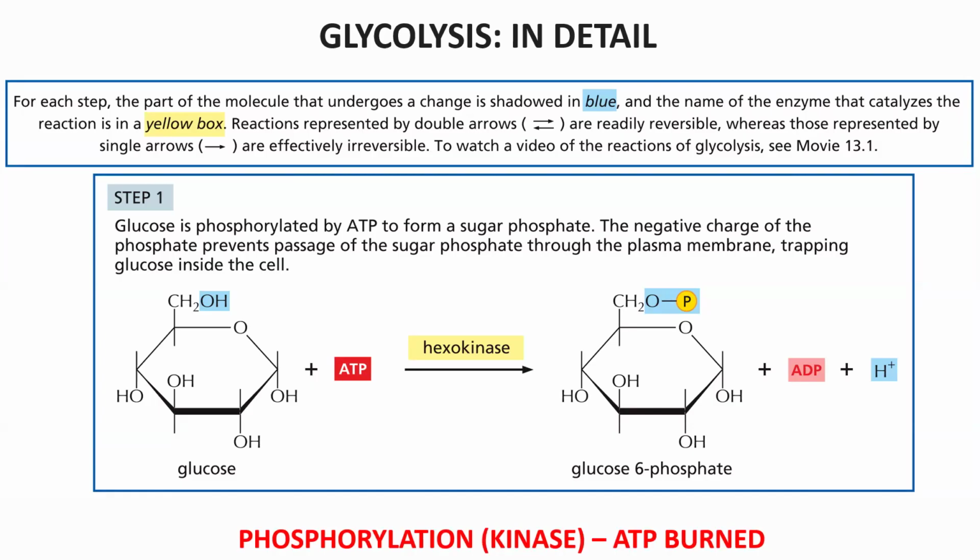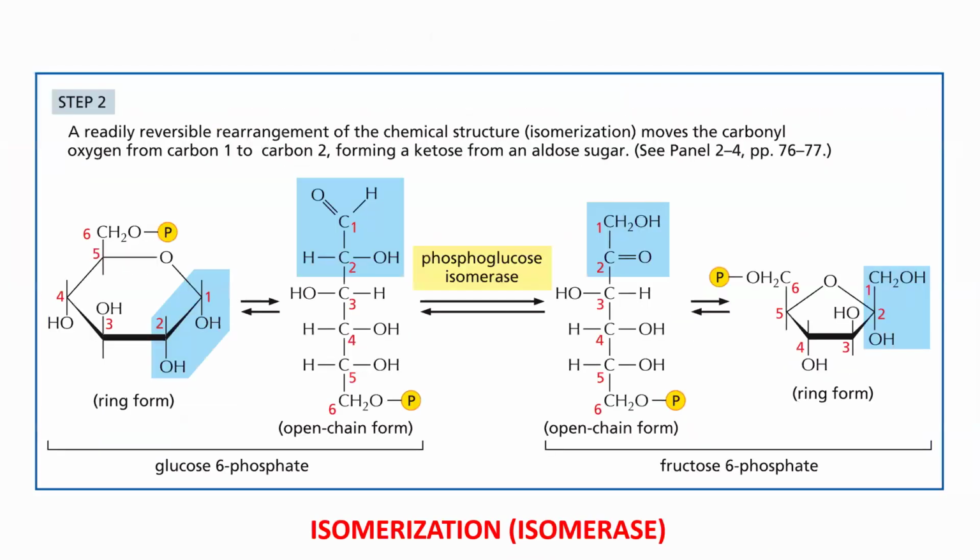We're adding energy to glucose. We're energizing glucose by adding a phosphate to it. Phosphorylation reaction, catalyzed by a kinase. Step 2, the enzyme's name is phosphoglucose. Well, that doesn't surprise me. Phosphoglucose, phosphorylated glucose. That's what we just made, glucose 6-phosphate. Phosphoglucose isomerase. So this is going to be a rearrangement reaction. This is going to be an isomerization reaction.